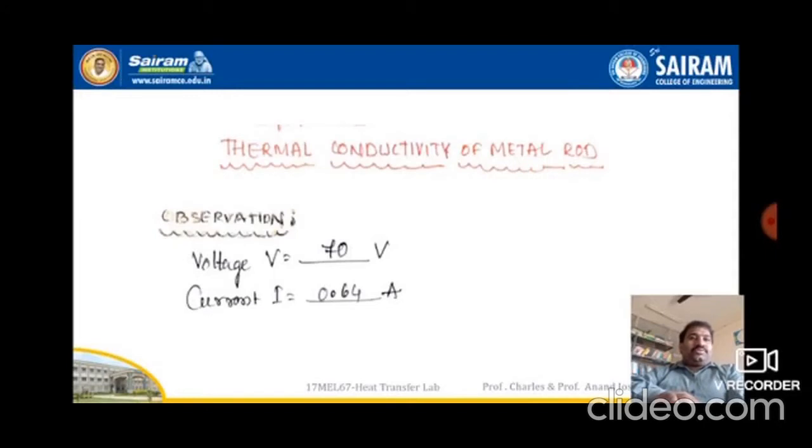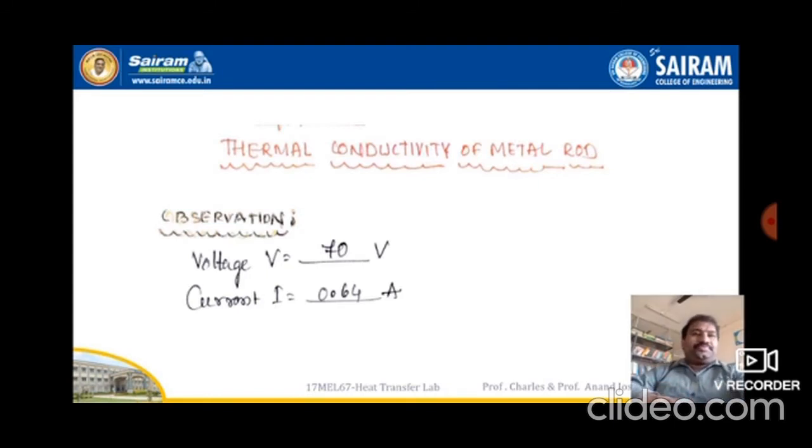Hello students, welcome to the Heat Transfer Lab. Now we are going to discuss the thermal conductivity of a metal rod, the calculation part of this experiment. So the observations are voltage and current. Using a thermostat, we set it for 70 volts, and the corresponding current is 0.64 amps.